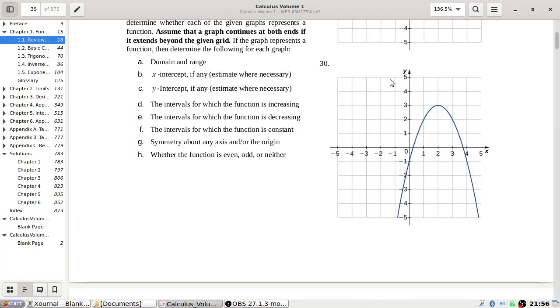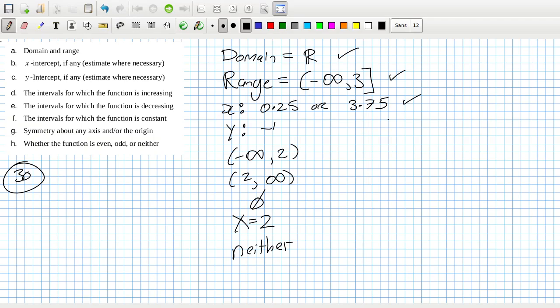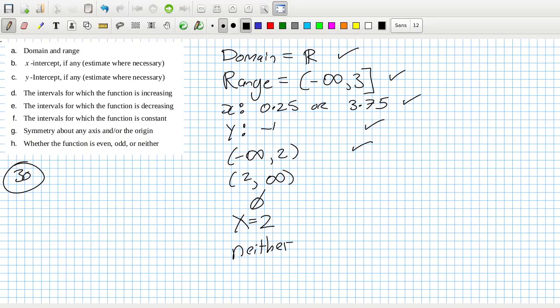Okay. R looks okay. Minus infinity to 3. 0.25 and 3.75. Intercept at -1. Minus infinity to 2. Decreasing. Constant. Symmetry. Axis to neither. Yep, okay. Okay, that's question 30 done. Now on to 31.